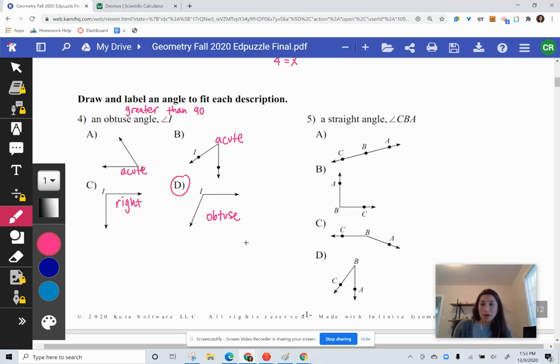And then we are looking for a straight angle. So straight line. Well, that's this one here. This is a right angle. Let's just review the types of angles. This next one, this is obtuse. This is an acute angle. That means our first one, this one here, this is a straight angle. It's a straight line. CBA, B in the middle, which is the vertex. So this is our straight angle.